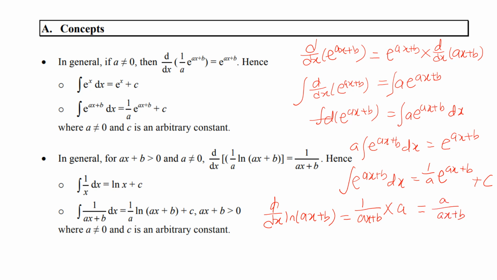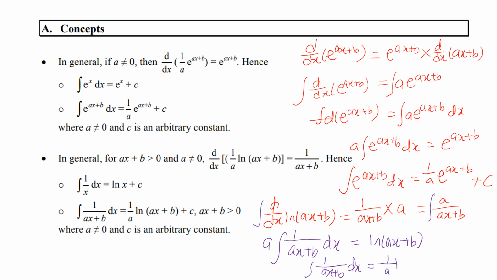And if we do the same process as earlier, add the integration sign to both sides, pull out the constant a, multiply by 1 over a on both sides, and this is what you get. Of course, not to forget a constant c. Right, so these are the concepts that are needed for the rest of the slides in this video.